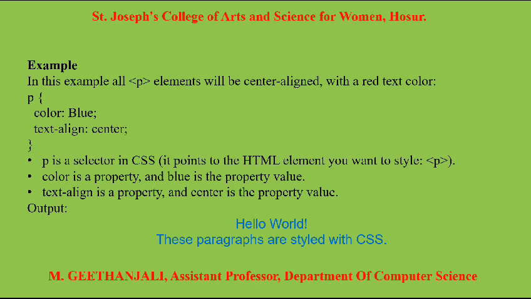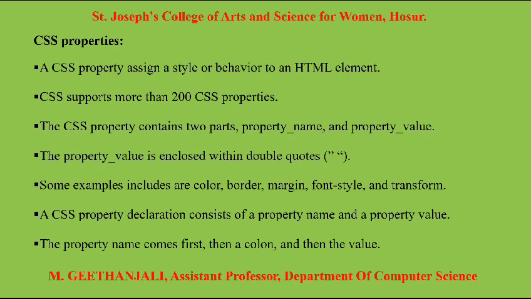Here P is the selector, color is a property and blue is the property value. Text-align is a property and center is the property value. This is the output. The color displayed here is blue and the text is aligned in the center. The next one is CSS property.